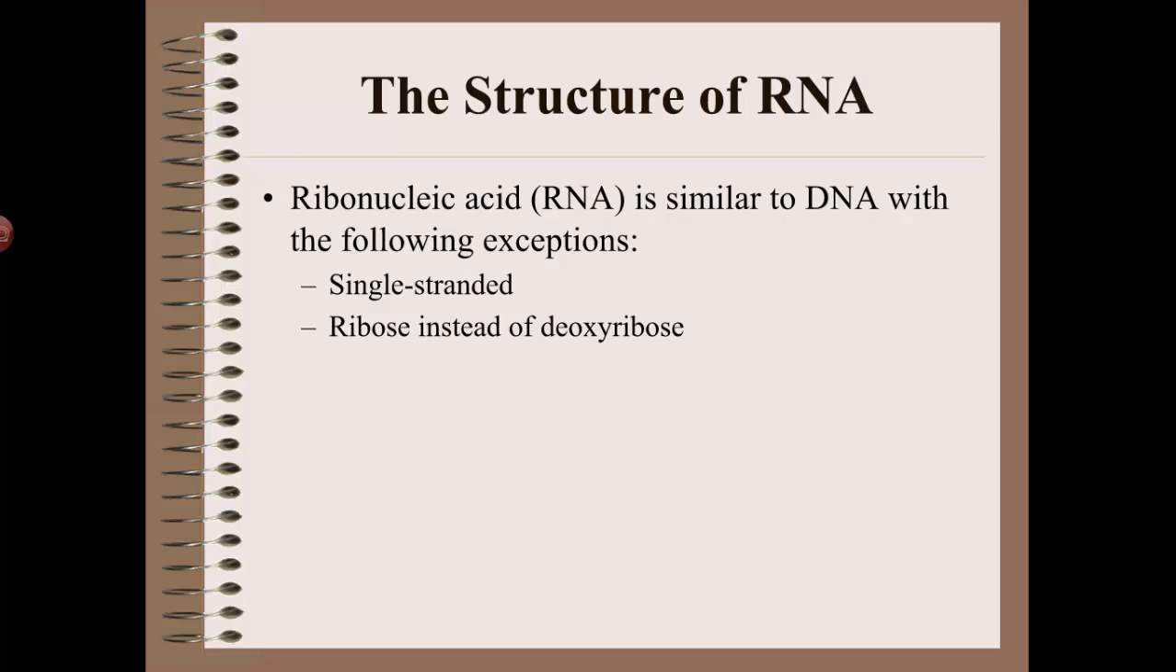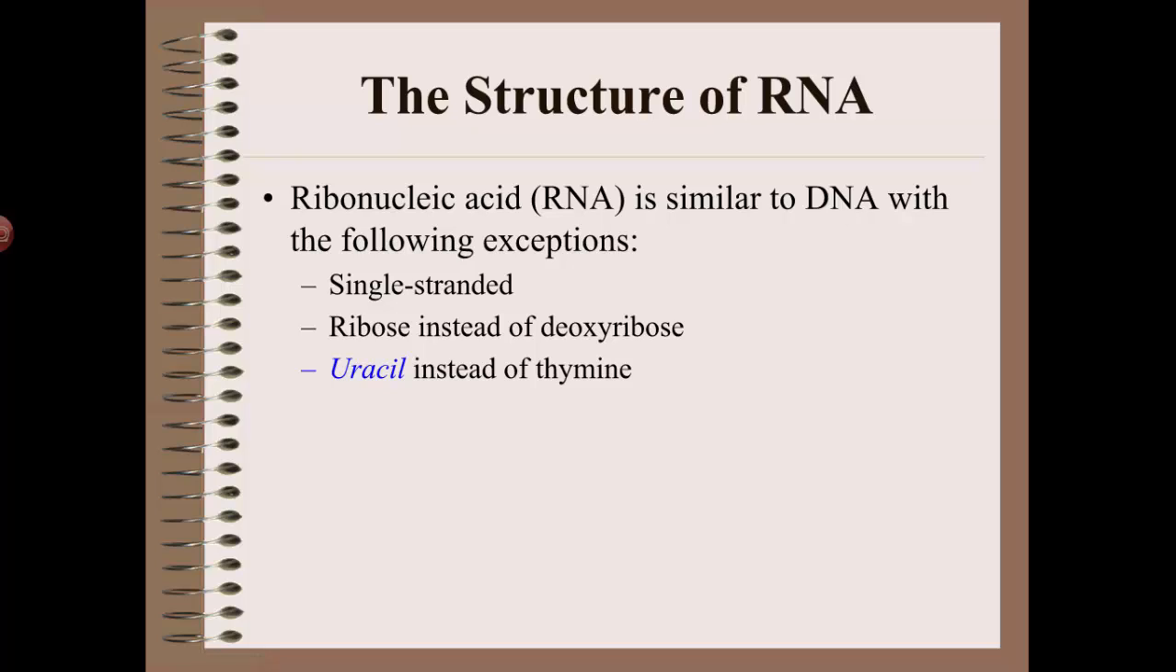Instead of deoxyribose as the sugar, we use ribose. Remember, way back at the beginning of the semester, we learned that ribose and deoxyribose are almost identical in structure, except for the missing oxygen at the 2' carbon. So ribose has that oxygen there, but ultimately it's chemically very similar to deoxyribose. And the third and probably most important difference here is instead of thymine, RNA uses uracil.